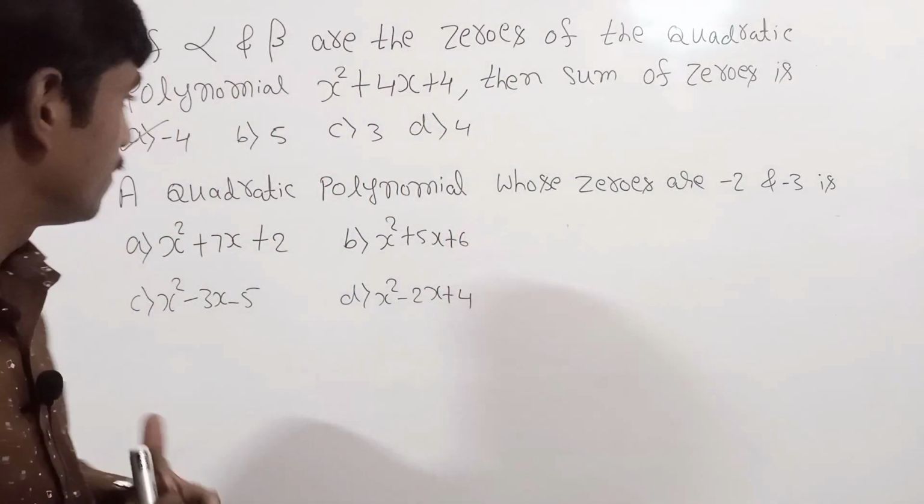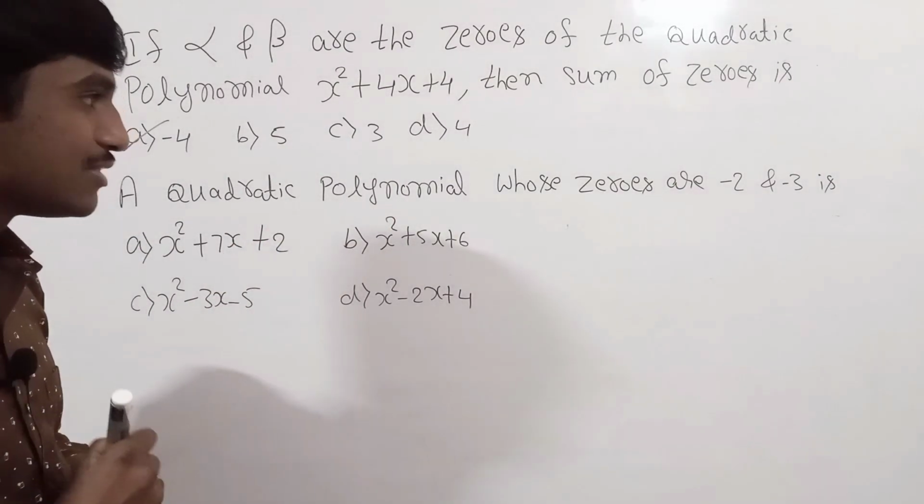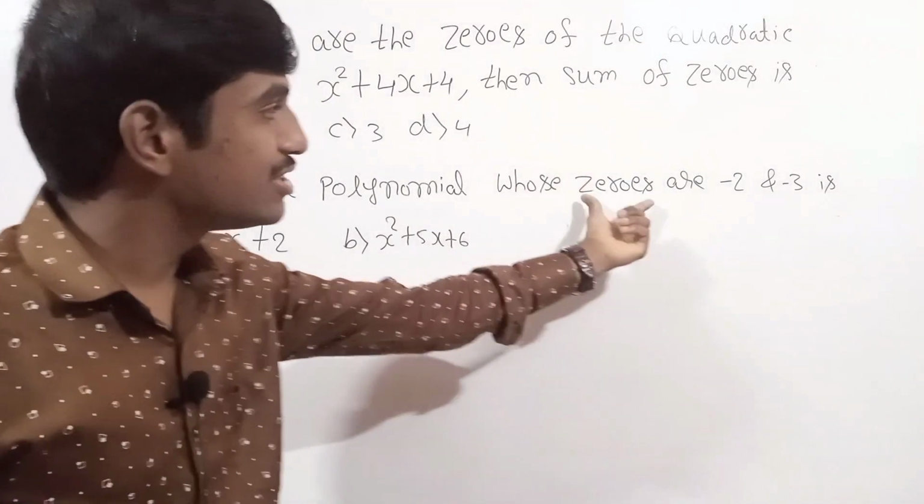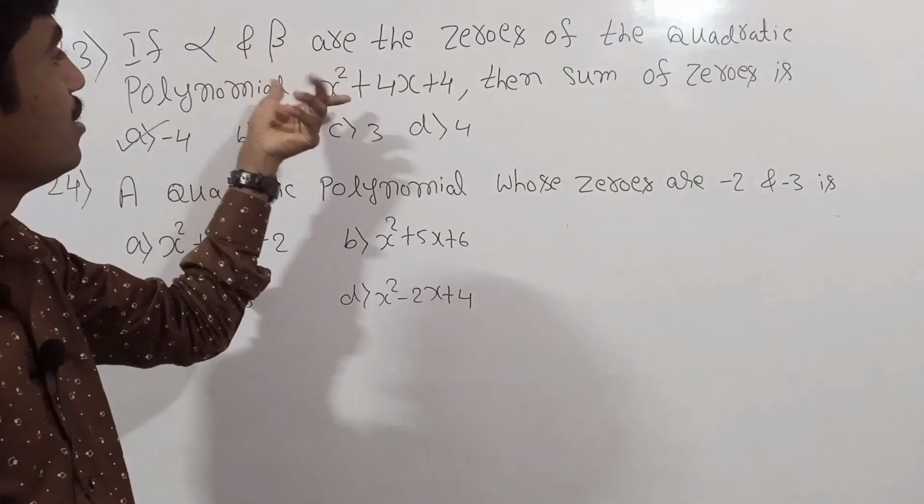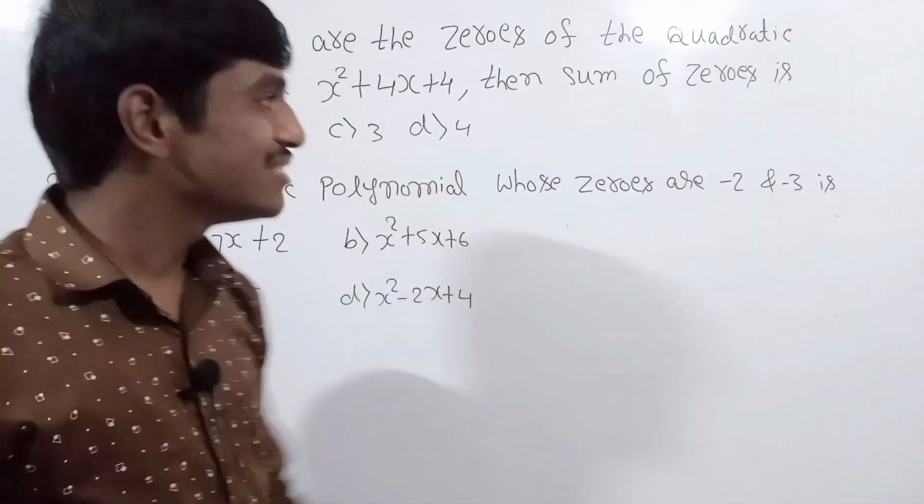Next, solve the next question. A quadratic polynomial with zeros -2 and -3 is what? Here they have given the zeros, and we need to find the quadratic polynomial. The zeros are -2 is one zero and -3 is one zero.